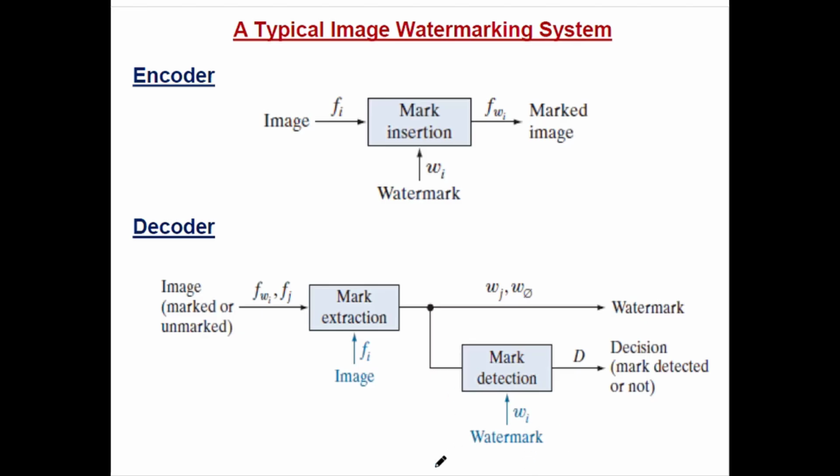Here from this side we are giving Wi, the watermark of the original. At the mark detection stage, it compares the extracted Wj and the original Wi. If the similarity is greater than some predefined threshold, then the decoder gives that a watermark exists and it is identical to the original watermark. If the similarity is less than the threshold, it tells us there is no watermark. So this is about a simple image watermarking system.